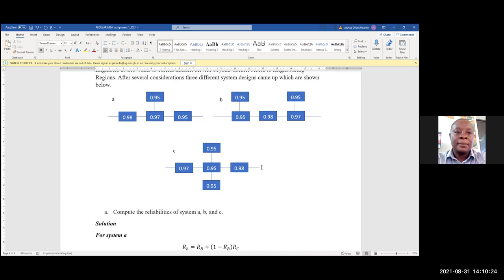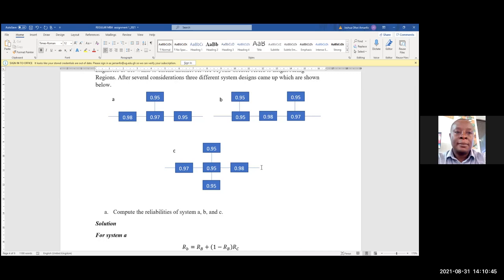It's redundant because it will only come into action or it will only work when other components that it is connected to fails. So till a component fails, it sits down redundant. It's just sitting down idle. It's useless till there's a problem.